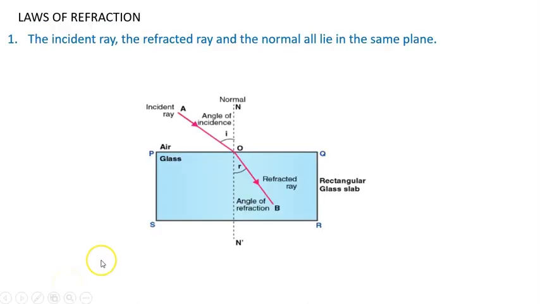Laws of refraction. First law: the incident ray, refracted ray and normal all lie in the same plane. If it is a plane, the incident ray is the ray which is incident on it, traveling from air to glass, and this is the refracted ray, and this is the normal, 90 degrees at the point of incidence. All lie in the same plane.